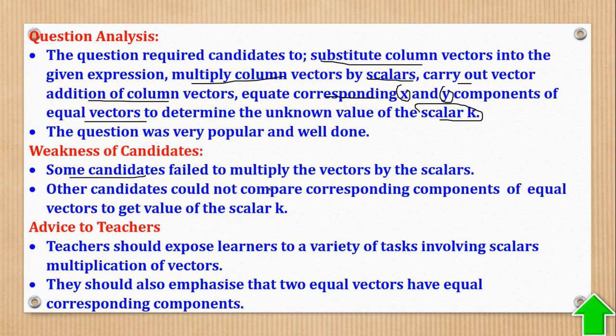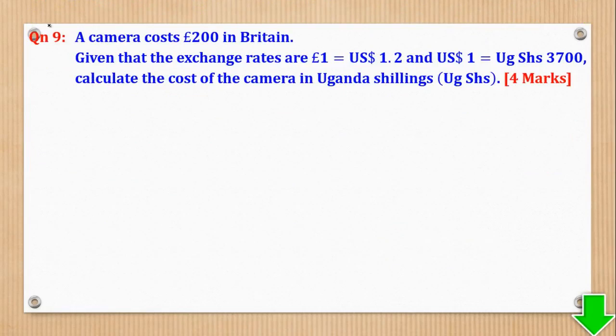So some candidates failed to multiply the vector by scalars. So vector by scalar, the scalar multiplies both the up and down values. Other candidates could not compare corresponding components of equal vectors to get the value of k. So we have to know the property of equality of vectors. i components are equal and j components are equal.